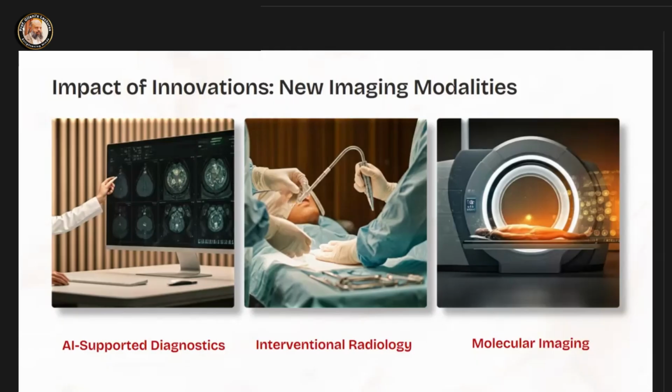Interventional radiology has come up and is helping a lot. It needs education of the families through the nurses, and then comes molecular imaging. There are advanced techniques like PET-MRI that provide metabolic and structural information simultaneously, requiring nurses to explain these complex but informative studies to families making treatment decisions.